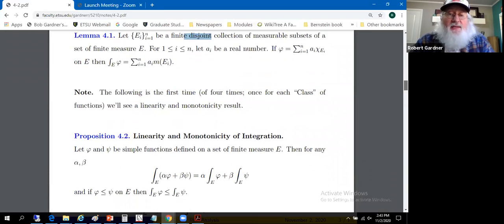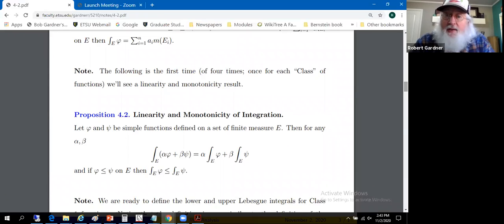All right, this ain't the last time we're going to see linearity and monotonicity of integration. In fact, we're going to see it a total of 4 times, once for each of the classes of functions. I had class 0, 1, 2, and 3. Decided to call the simple functions class 0, demeaning their importance maybe in some sense. I'm kind of thinking of them as just simply producing Lebesgue sums. But anyhow, we have 4 classes of functions, and for each of those classes of functions, we'll have a linearity and monotonicity result.